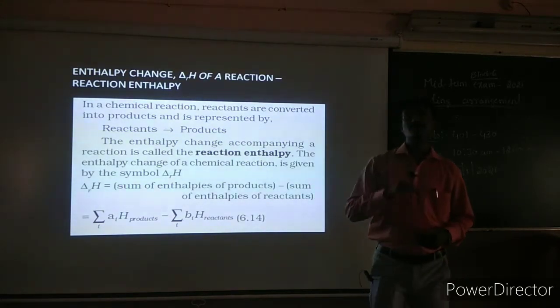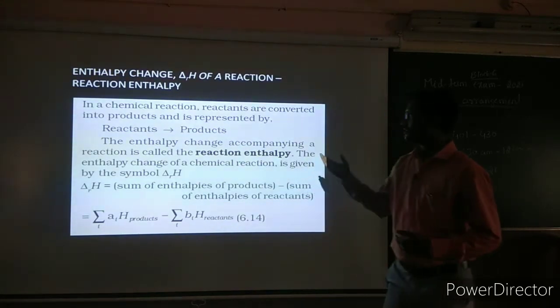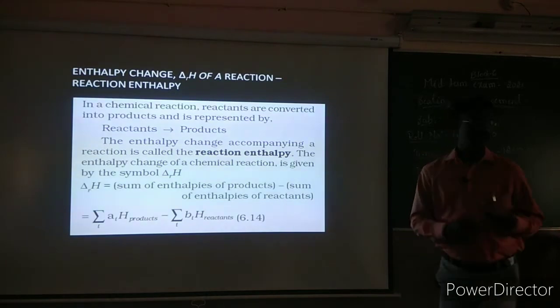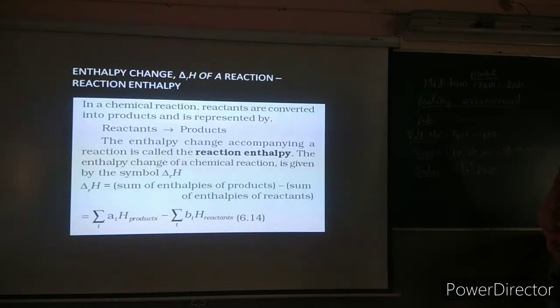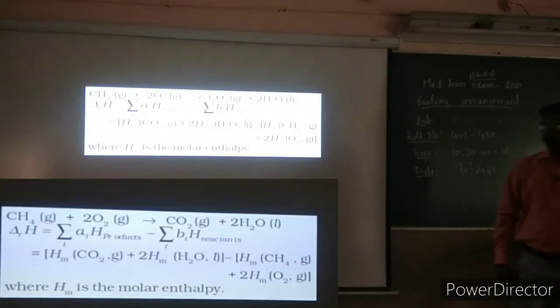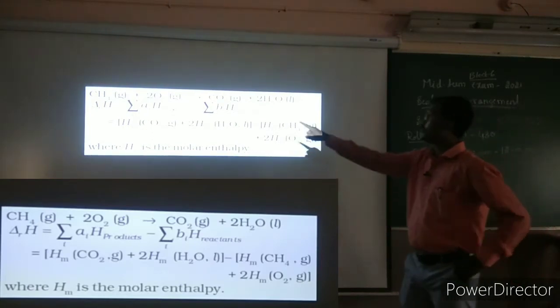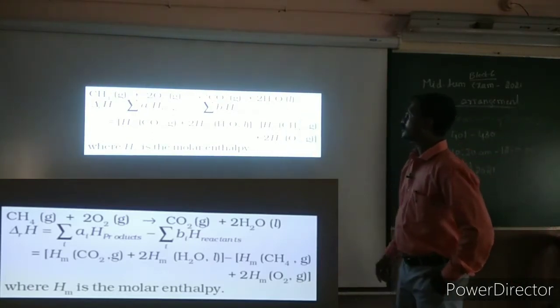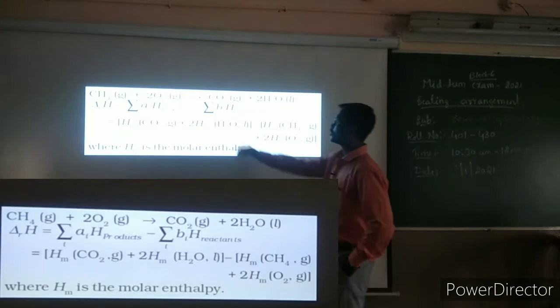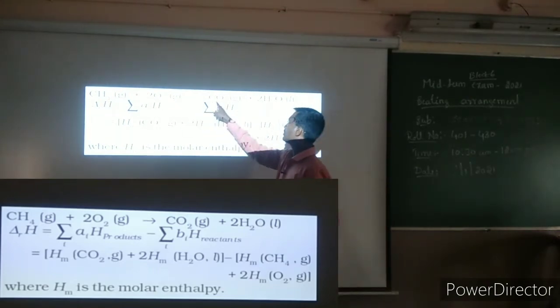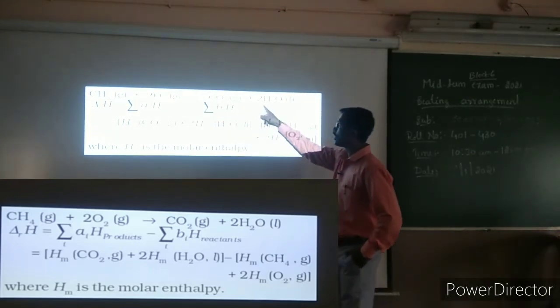If delta H is positive, the reaction is endothermic. If delta H is negative, the reaction is exothermic. For example, look here. Methane is burned. Burning is nothing but passing oxygen. Methane, with oxygen passed, forms carbon dioxide and water.